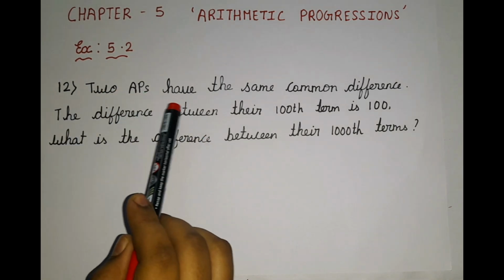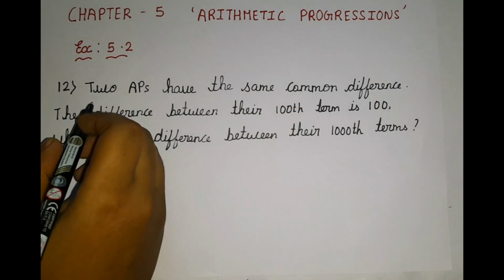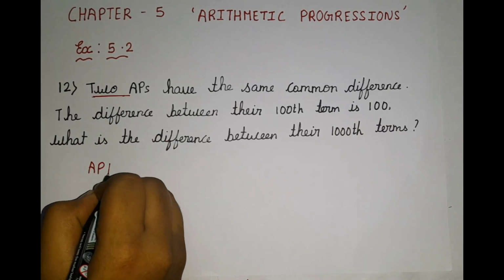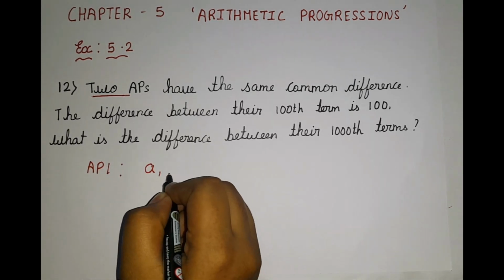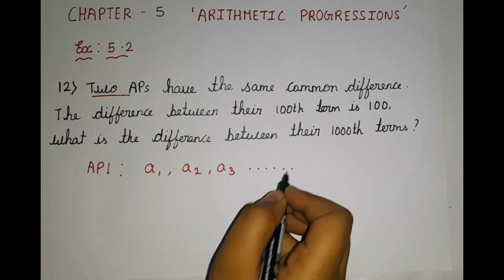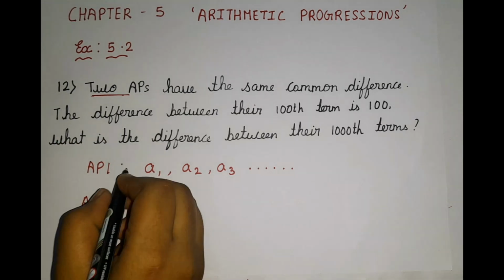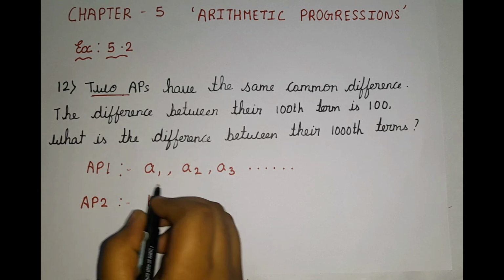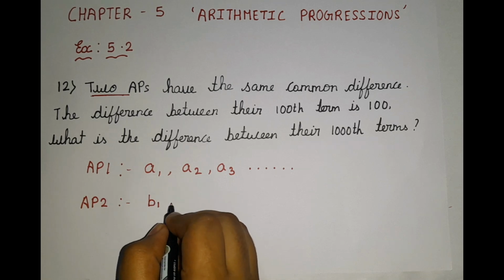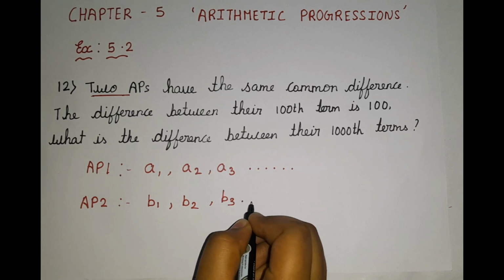So there are two APs which have the same common difference. They didn't mention the AP, so we shall write two APs. AP number 1, I am going to take it as A1, A2, A3 and so on. Then I am going to take AP number 2, because they mentioned two APs. So I am going to take it as B1, not A, because already we took A. So B1, B2, B3 and so on.